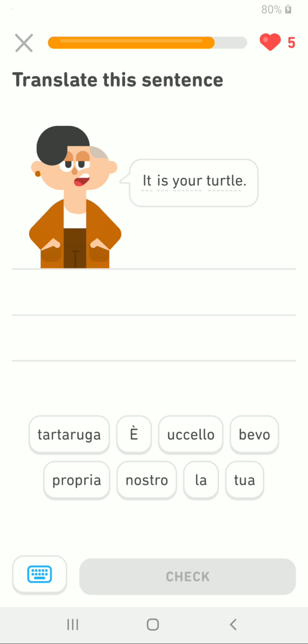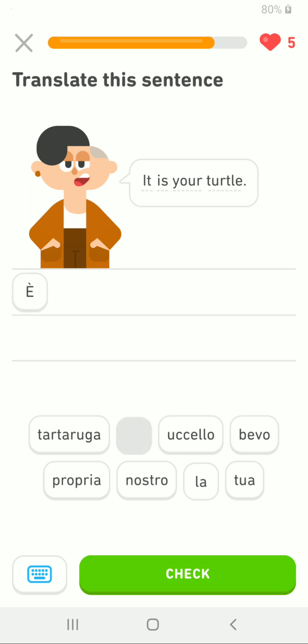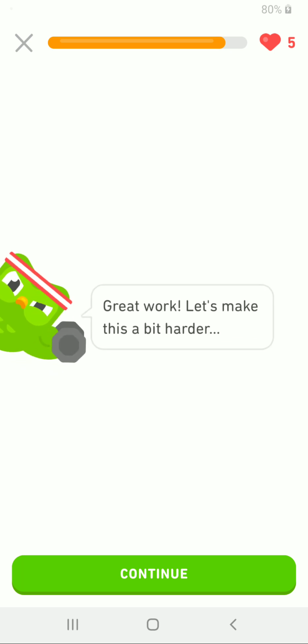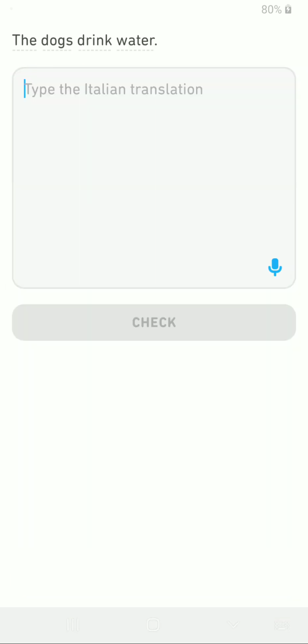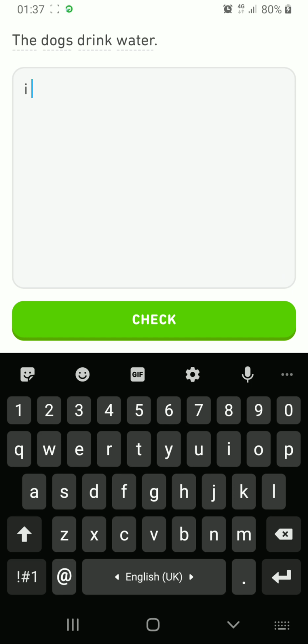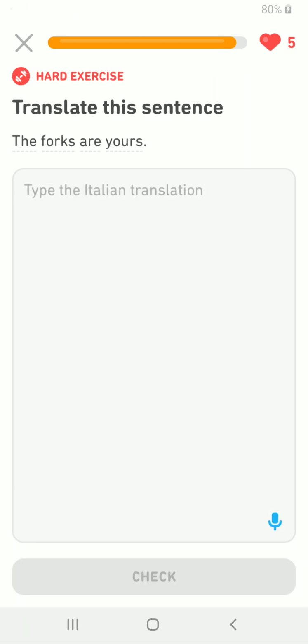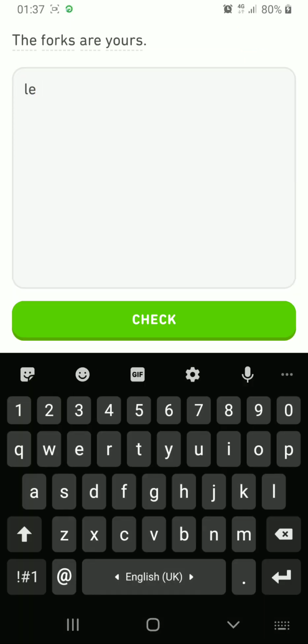It is your turtle. So è la tua tartaruga. Tartaruga. The dogs. I cani. Un cane, but due cani. So, il cane, i cani. Bevono acqua. Acqua. That's good. And we have seen this one before.